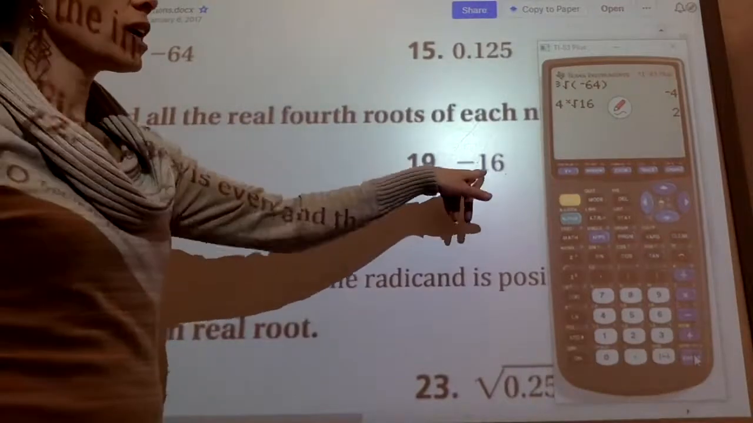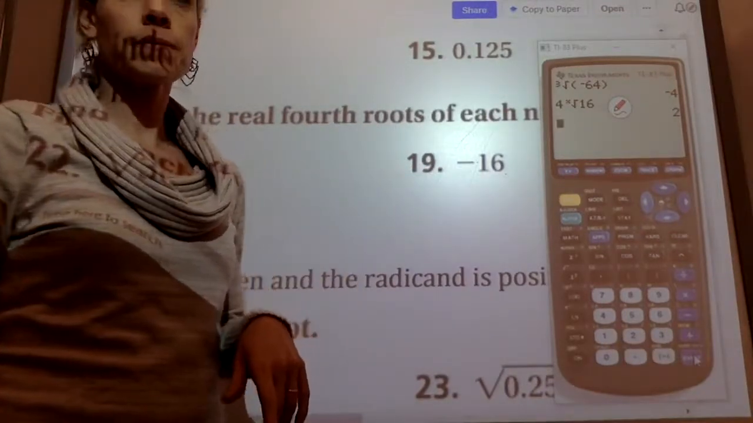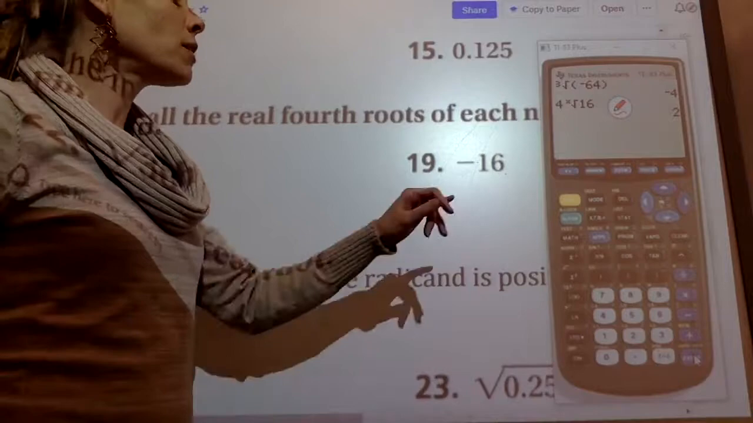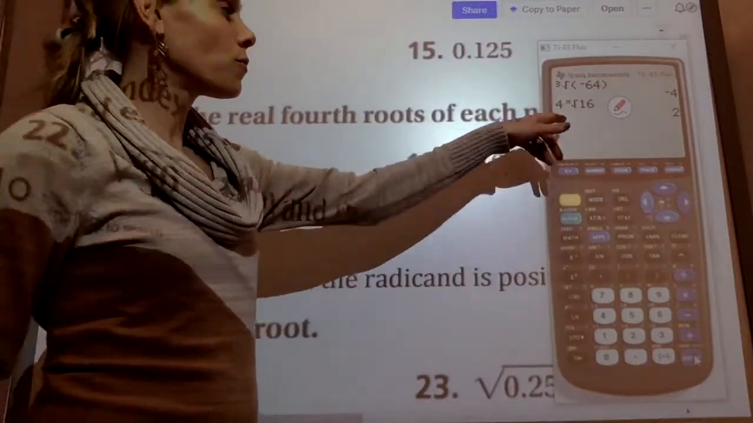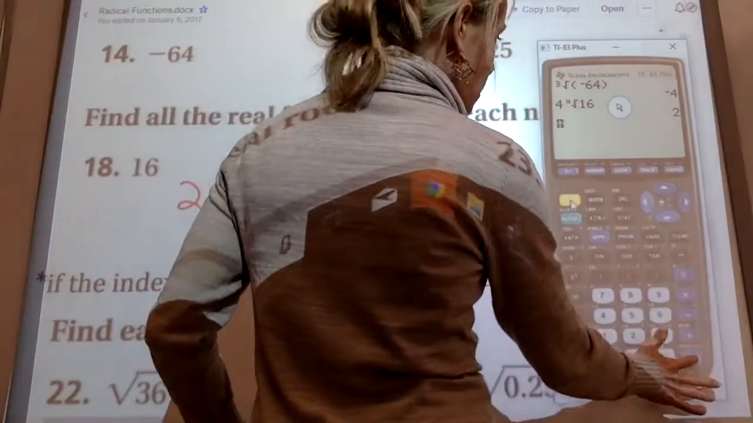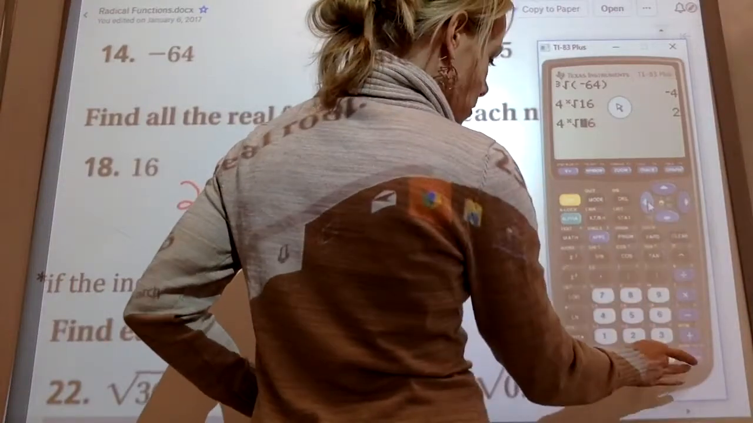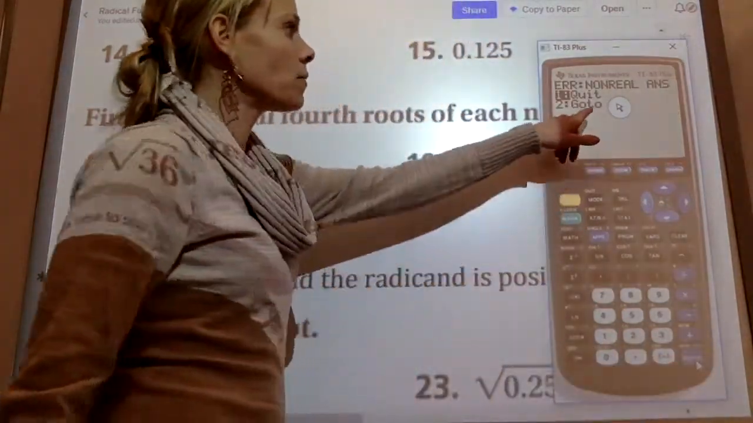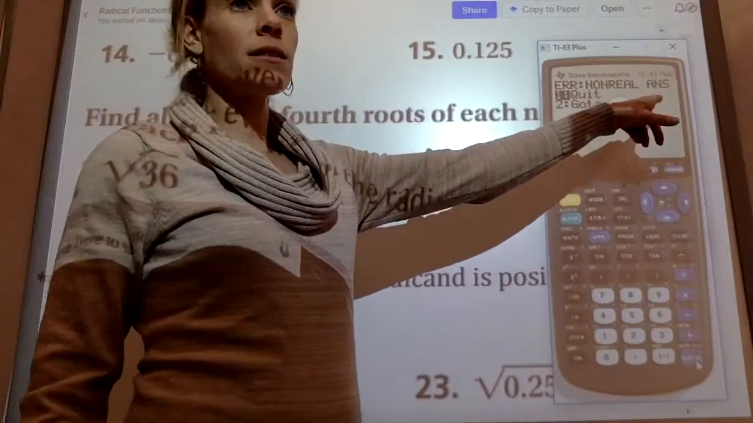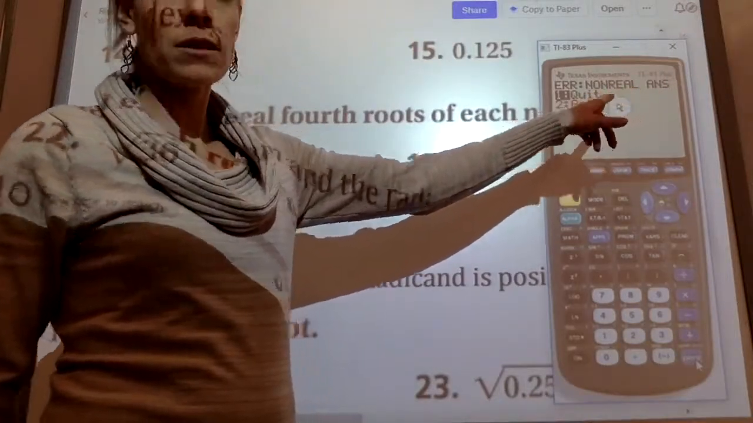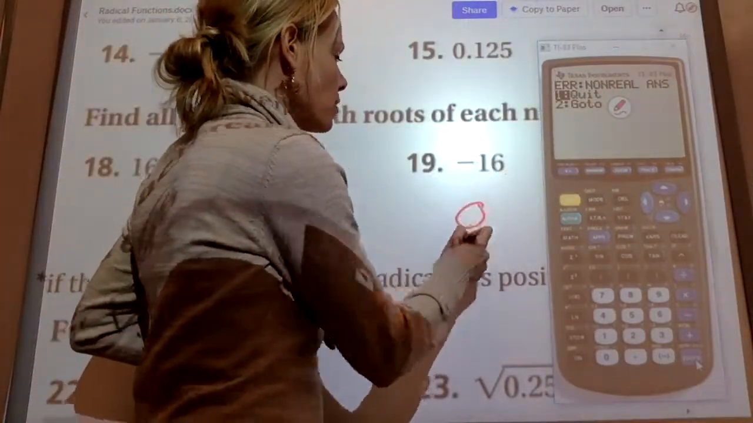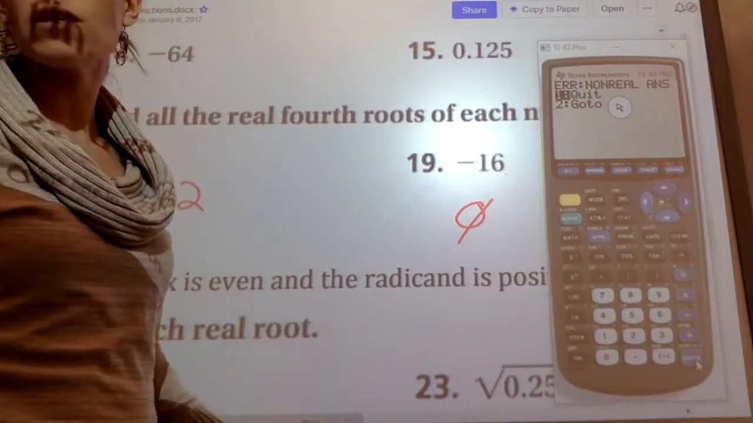What's the 4th root of negative 16? No solution. And even if you forget, if you do the 4th root of negative 16, it should tell you error. So even if you forget, it'll say, oh, that's an imaginary number, you can't do it. Okay? So it will remind you, oh yeah, you can't do negatives with an even index.